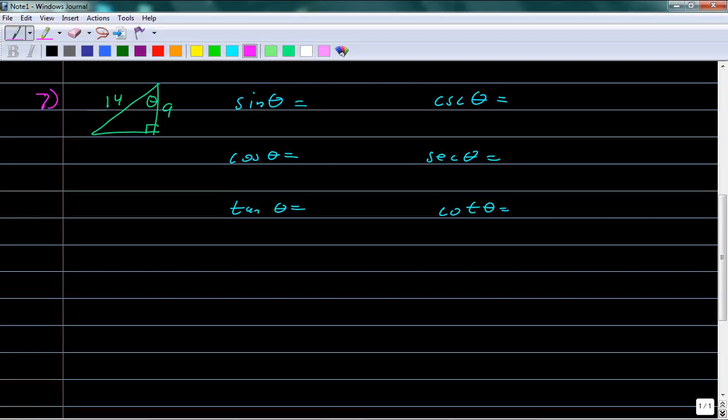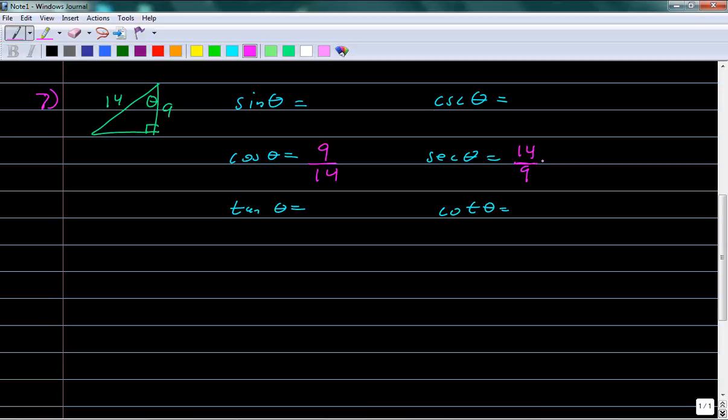And the two trig functions that involve adjacent and hypotenuse are cosine and its reciprocal function, secant. So cosine of theta equals, and in this case, the adjacent side is 9 over 14, which means our secant value is the reciprocal of 9 over 14, or 14 over 9. So we have 2 out of the 6.